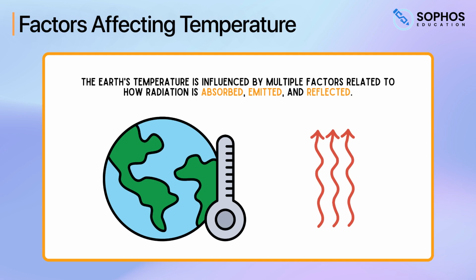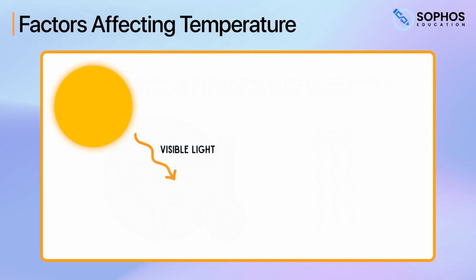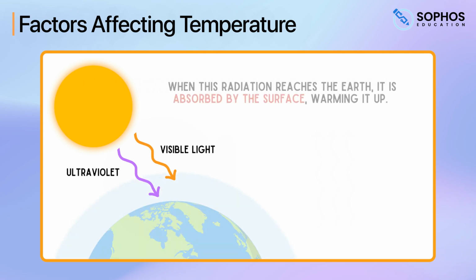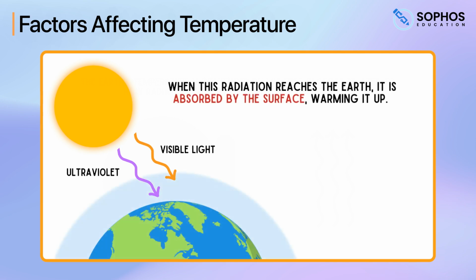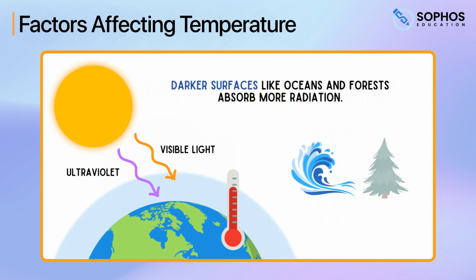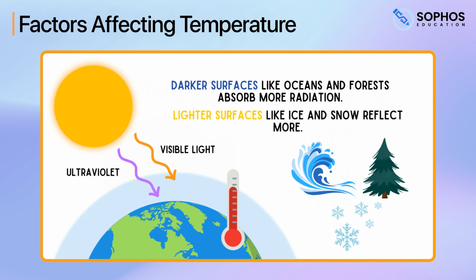The Earth's temperature is influenced by multiple factors related to how radiation is absorbed, emitted, and reflected. Here's how each process works. The sun emits energy predominantly in the form of visible light and ultraviolet radiation. When this radiation reaches the Earth, it is absorbed by the surface, warming it up. Darker surfaces like oceans and forests absorb more radiation compared to lighter surfaces like ice and snow, which reflect more.